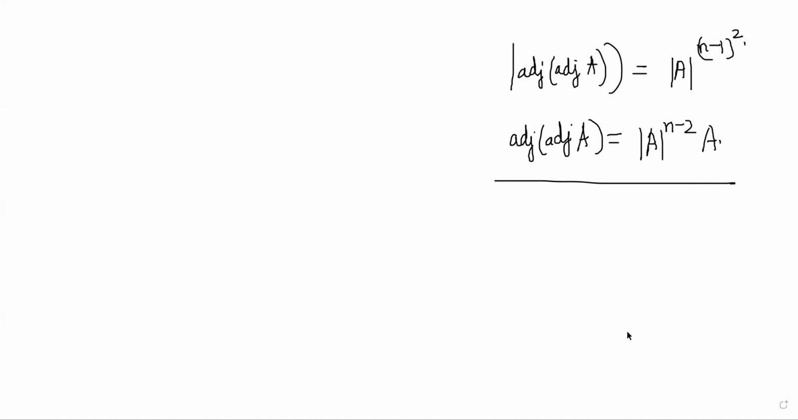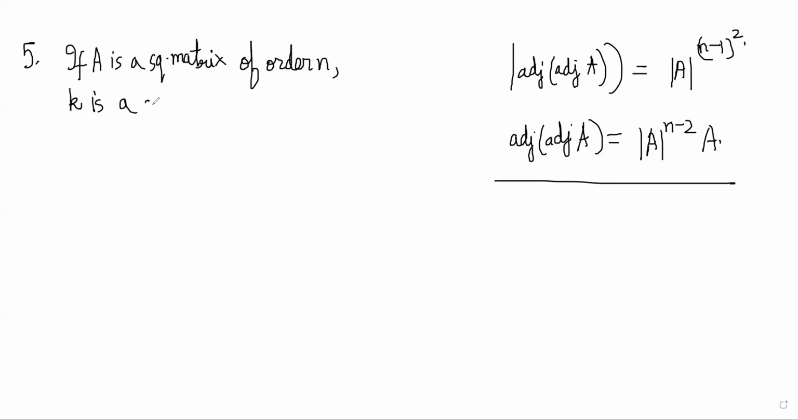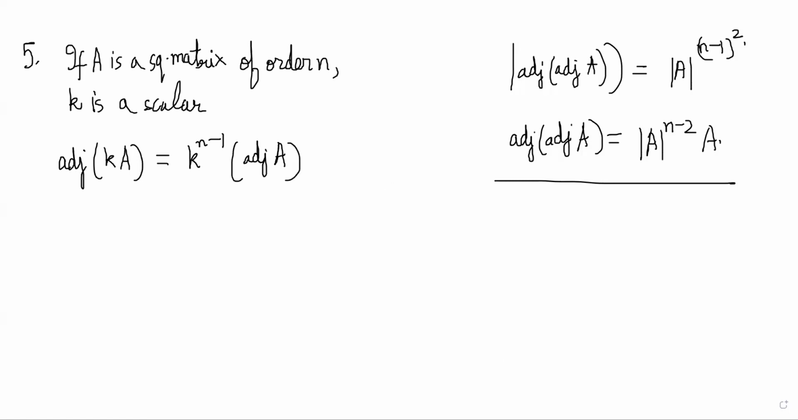Fine. Then the next property is, if A is a square matrix of order n, K is a scalar quantity, then adjoint of K times A is going to be equal to K power n minus 1 into adjoint of A. Again, this property we can prove by the original property, which was A into adjoint of A was equal to det of A into In.